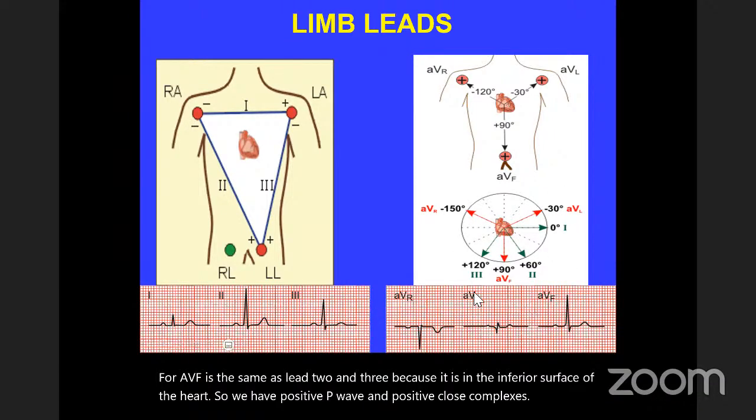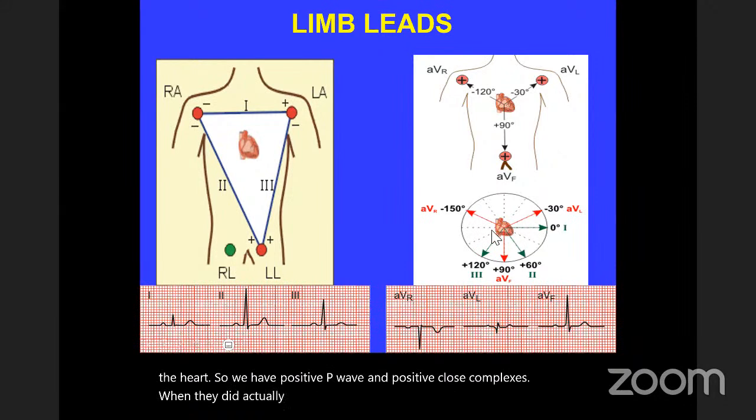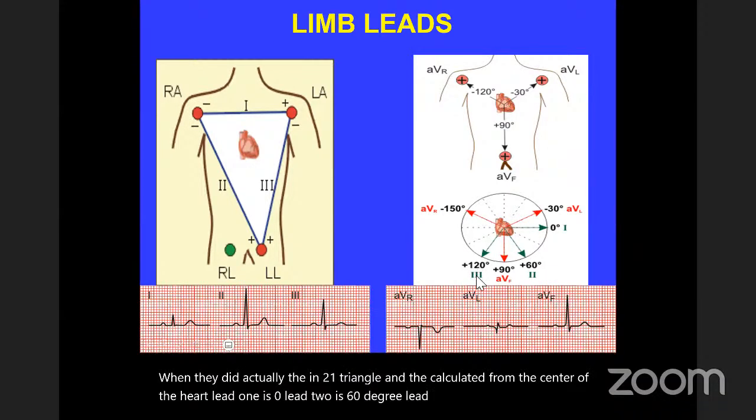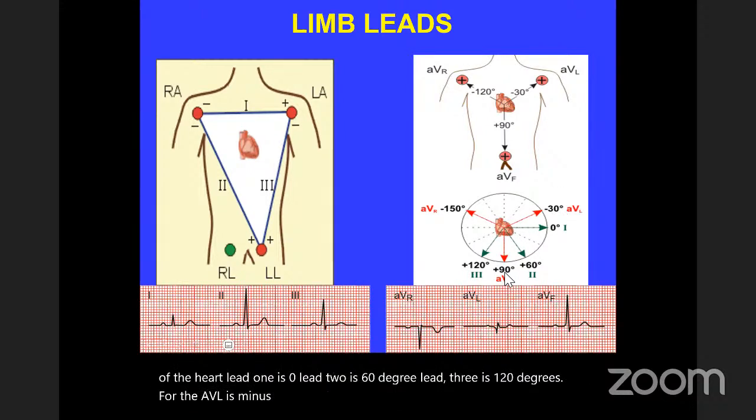When they did the infinite triangle and calculated it from the center of the heart, lead 1 is 0, lead 2 is 60 degrees, lead 3 is 120 degrees. For the AVL is minus 30, AVF is plus 90, and AVR is minus 150.